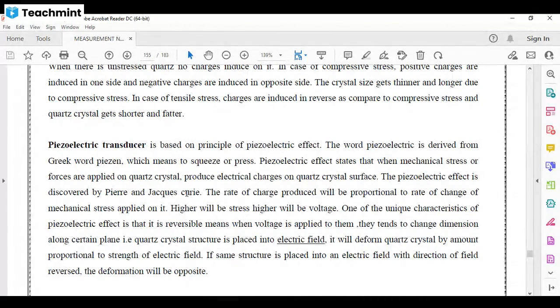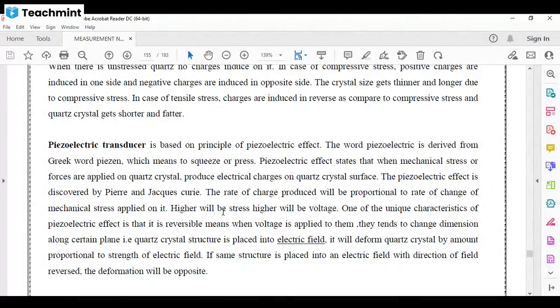The rate of charge produced will be proportional to the rate of change of the mechanical stress applied on it, and the higher the stress, the higher the voltage. If stress is higher, then the voltage will also be high.